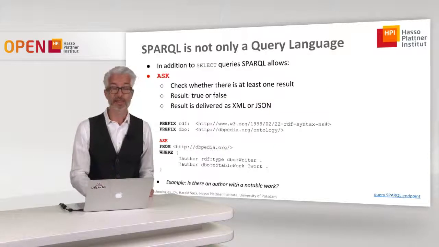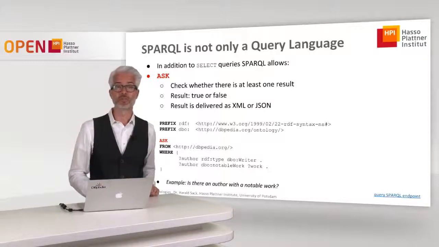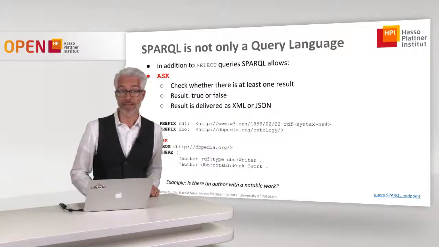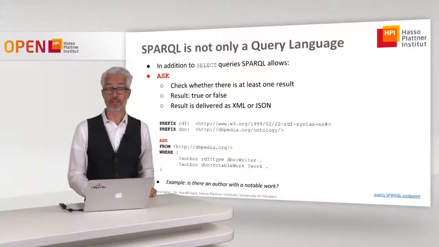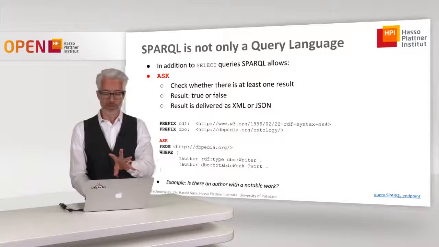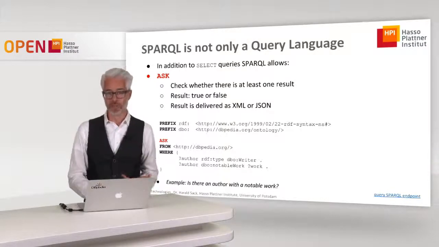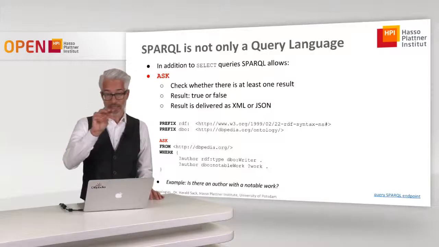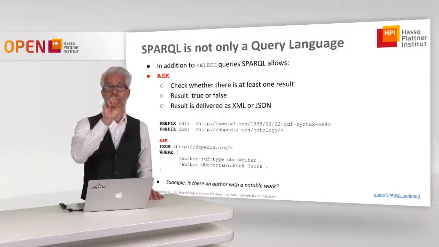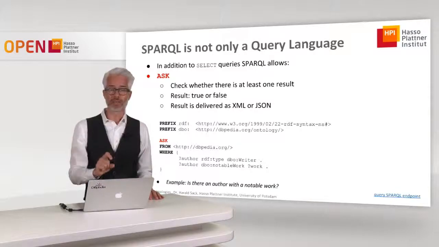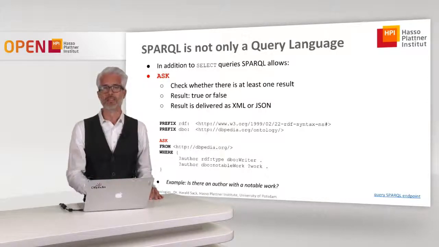So besides select, there is also the possibility to ask. What's the difference between select and ask? Ask checks only if there is at least one result line. So no matter how you formulate the query, ask only returns either true or false. So you formulate the query exactly like you formulate your select query, but instead of specifying output variables, you simply put ask here and then the from and the where clause, and if this has any result, the result will be true, yes or no.